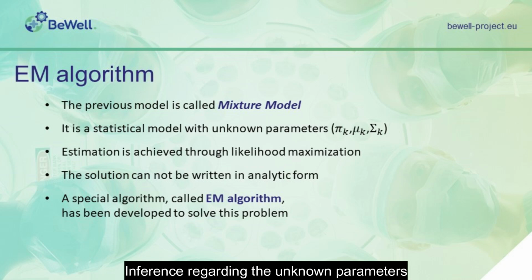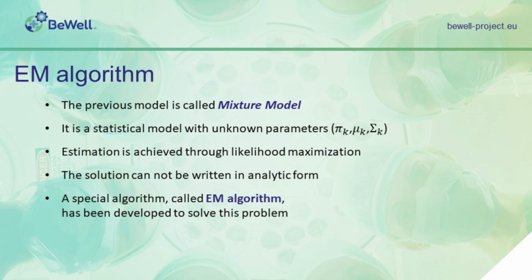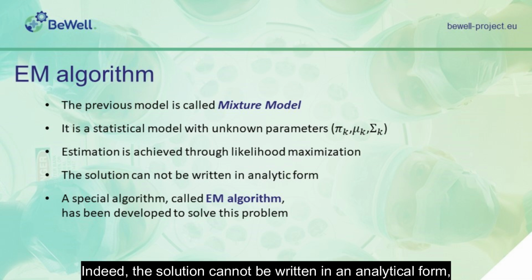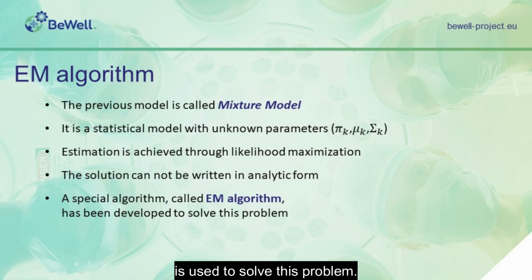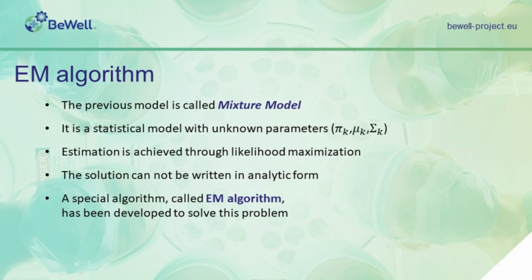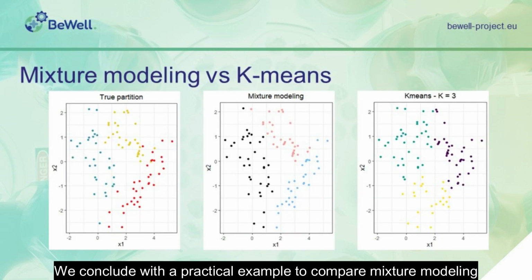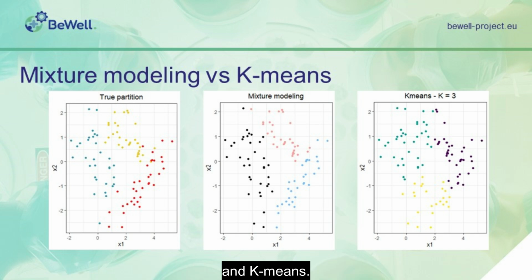Inference regarding the unknown parameters is achieved through likelihood maximization, following the same idea we saw previously. However, the model is definitely more complicated than the simple Gaussian one. Indeed, the solution cannot be written in an analytical form, while a special algorithm, called EM algorithm, is used to solve this problem. We conclude with a practical example to compare mixture modeling and k-means.